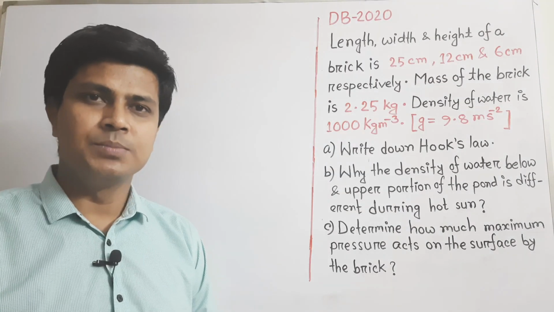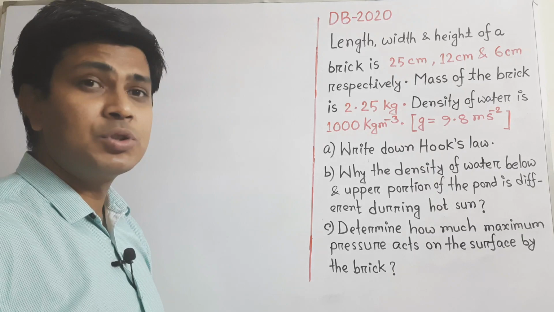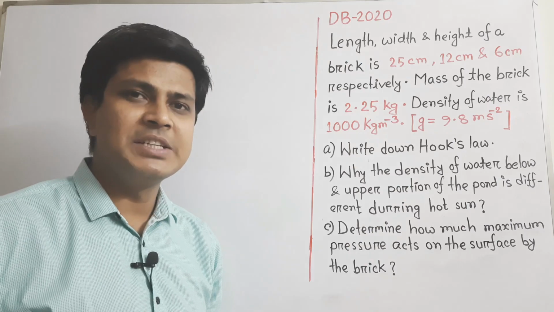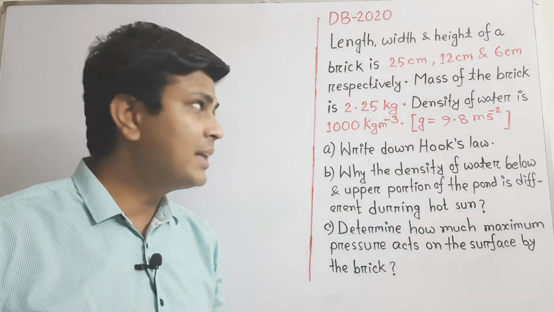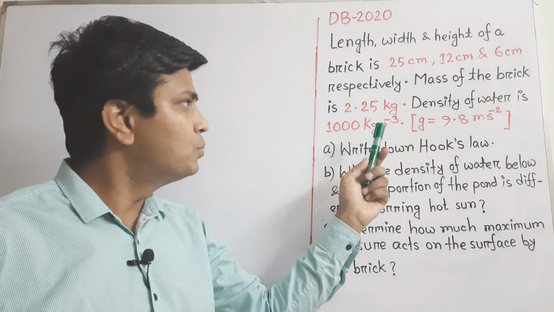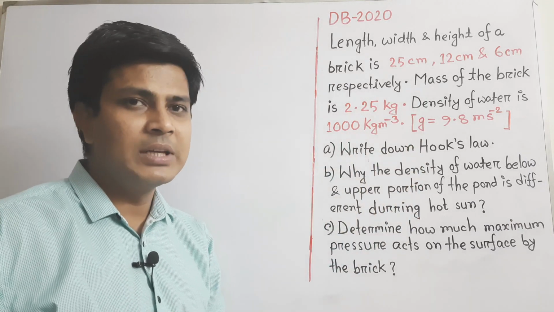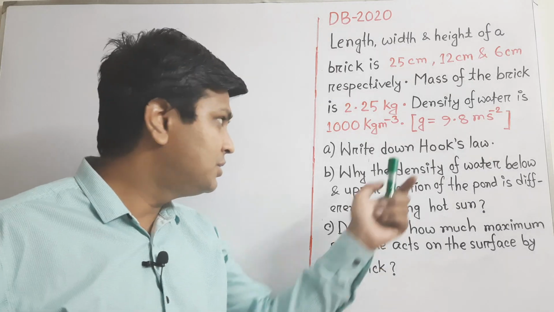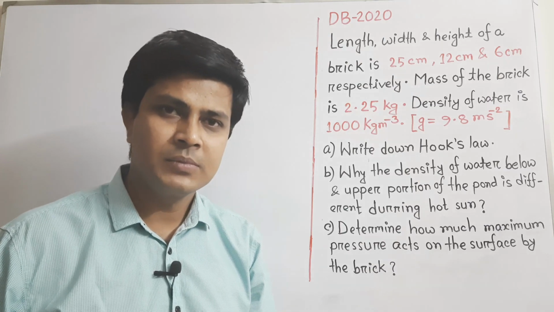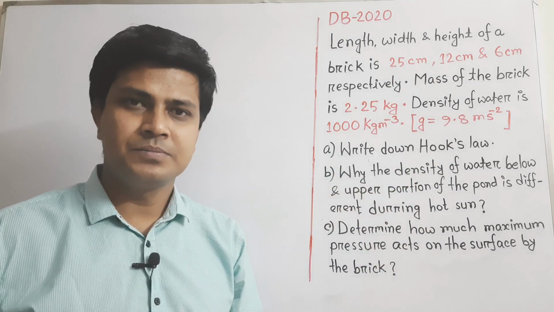Now creative question number 2. Question from Dhaka Board 2020. Let's see the creative question. The length, width and height of a brick are 25 centimeter, 12 centimeter and 6 centimeter respectively. The mass of the brick is given 2.25 kg. The density of the water is 1000 kg per meter cube, and g, that means acceleration due to gravity, is 9.8 meter per second square. This is the stem.